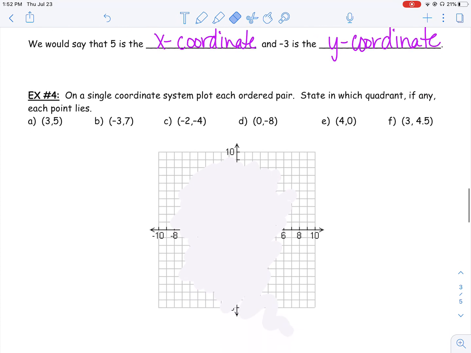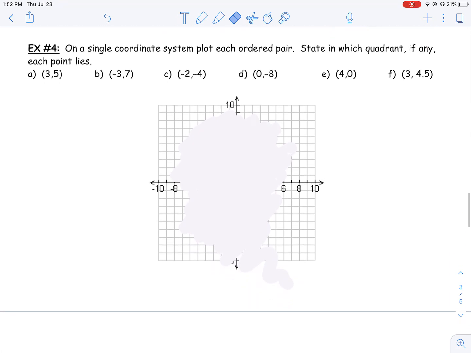So now that we've plotted a few and I've given you a few examples, I'd like you to try example number 4 by yourself. See if you can plot all of these different points on this coordinate plane. Remember, your first value is your x coordinate and your second value is your y coordinate. I'm going to give you a second and then I'm going to go ahead and reveal all the different points that I've plotted.